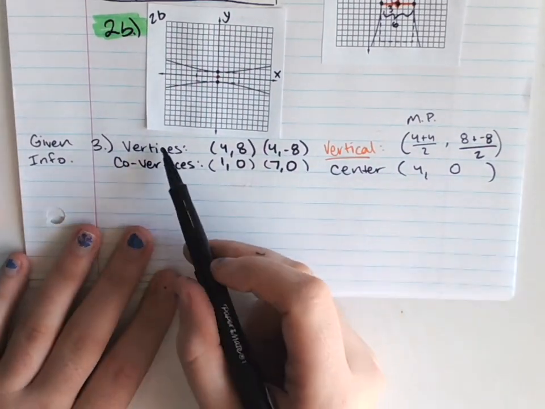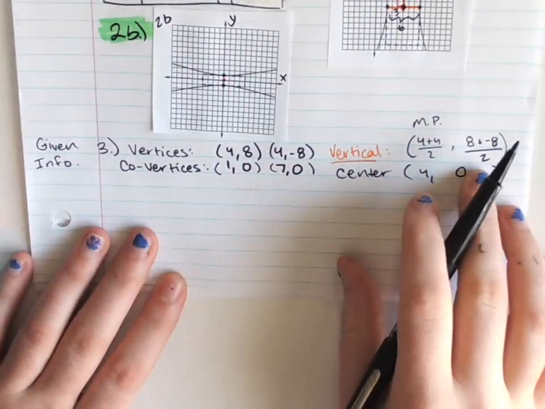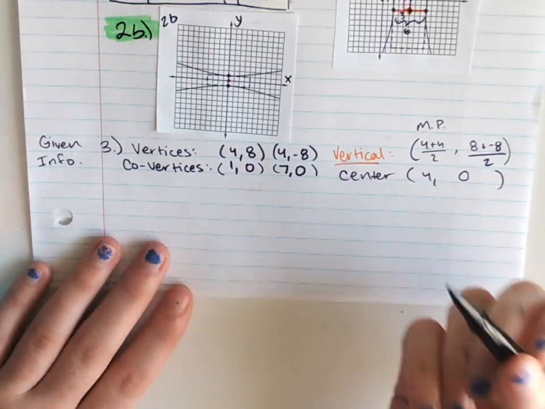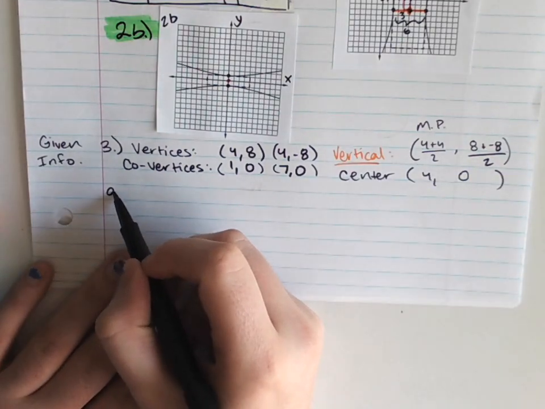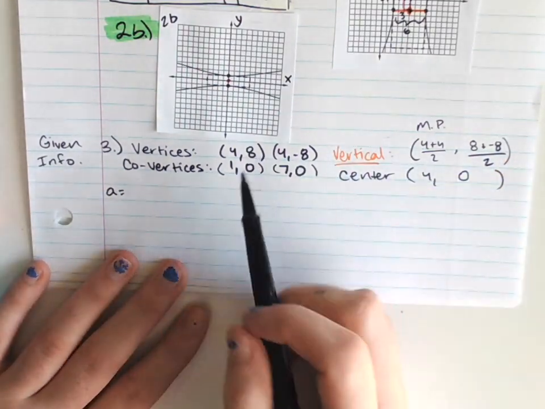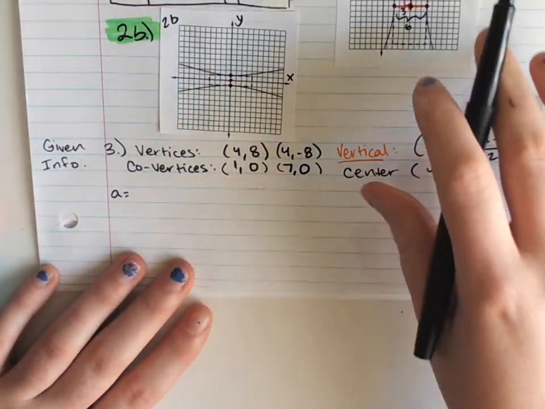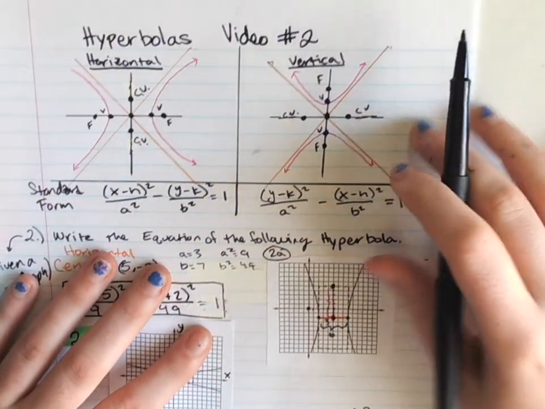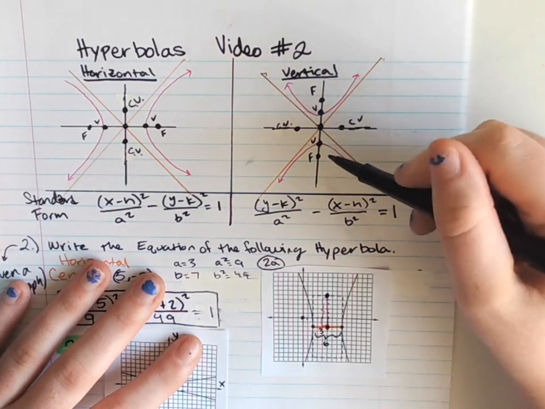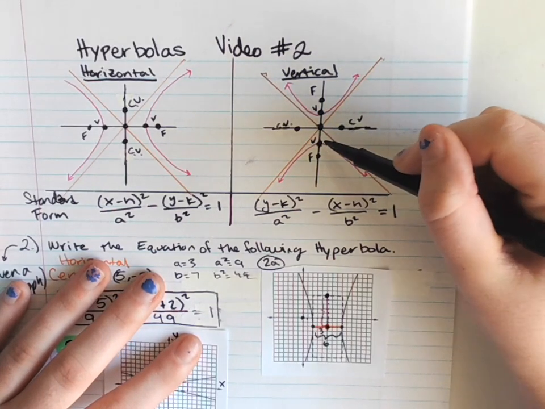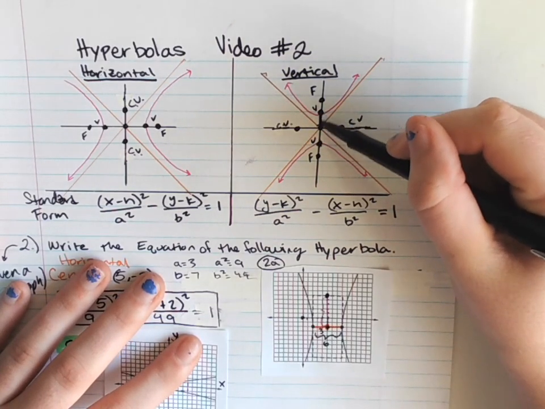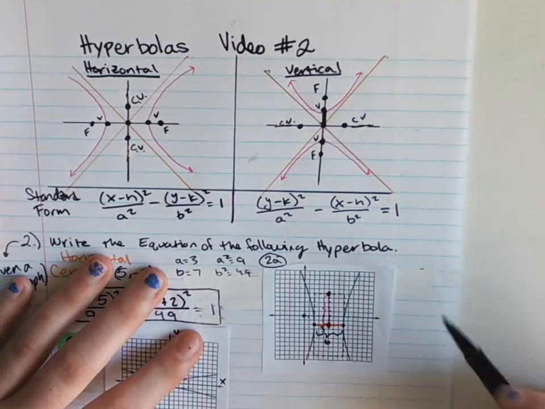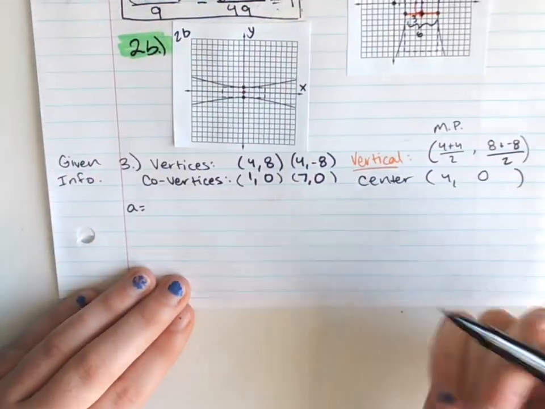Now, vertices and co-vertices are going to help us find our a value. So a is half the distance between these two vertices. So let's look at a picture and see what that means. The distance between here and here, if we cut it in half, that'll give us this piece that I'm darkening. So we're going to do the distance formula and then cut it in half.